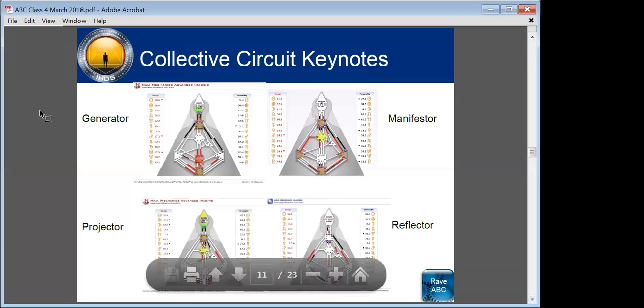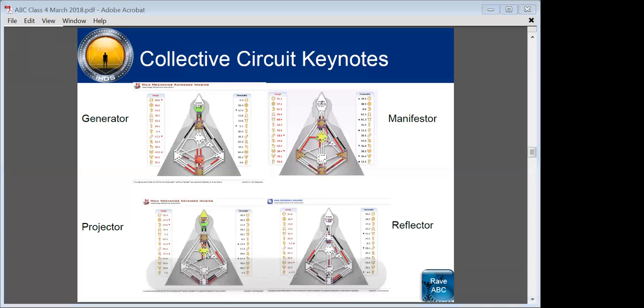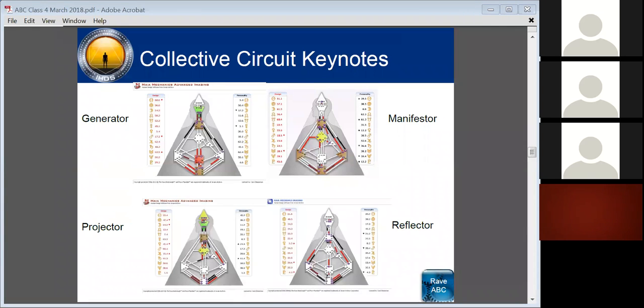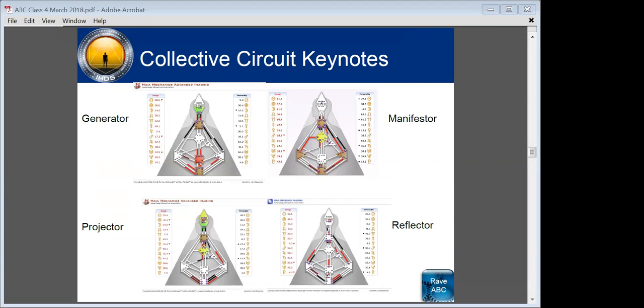Oops, I just noticed Cecilia's been waiting. I'm sorry, Cecilia, I just now looked up and saw you'd been waiting, so welcome to you. We're right in the middle of talking about the collective circuitry. We're keynoting that, so you've got a little bit you'll want to catch up on when you listen to the download.